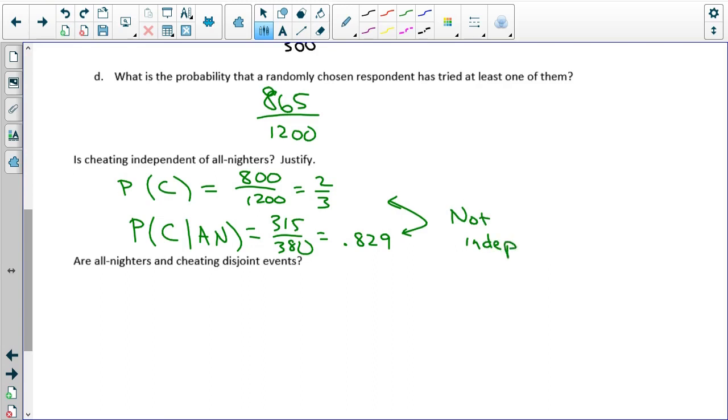Are all-nighters and cheating disjoint events? That's clearly a no, because the probability of all-nighter and cheating is not equal to 0.